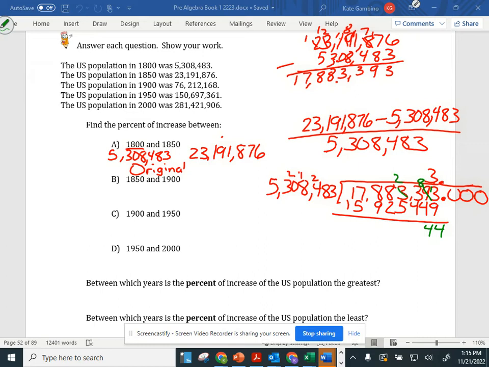3 minus 4 I can't do, so I need to borrow. 13 minus 4 is 9. Can't do 2 minus 5, so 12 minus 5. 7 minus 2. Can't do 8 minus 9, so I need to borrow. 18 minus 9 is 9. 6 minus 5 is 1. So now I'm going to bring down my 0. Oof, the big numbers. So I'm going to do another 3.